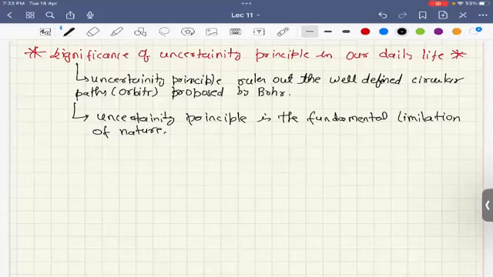However, in our daily life, this principle has no significance. This is because we come across only large objects, that is, objects which we can observe with the naked eye without altering their position or motion. The position and velocity of these objects can be determined accurately because during the interaction between the objects and the measuring device, the changes in position and velocity are negligible.